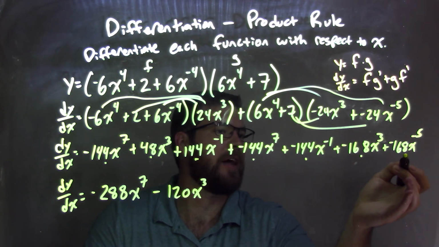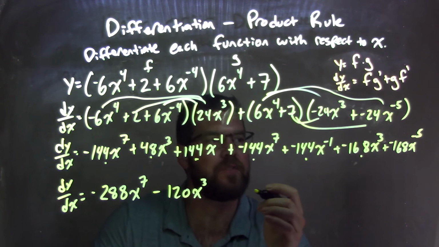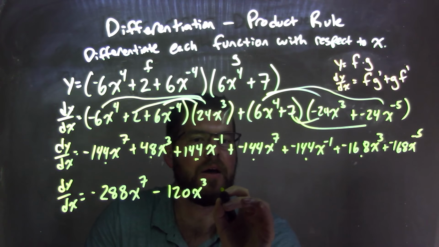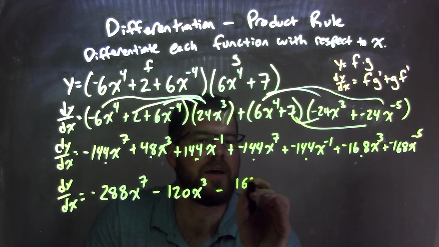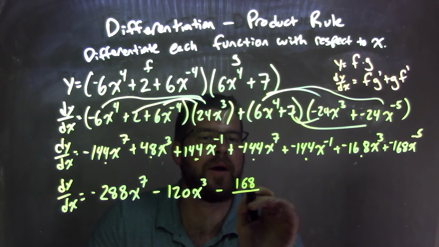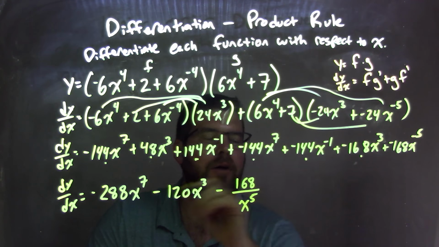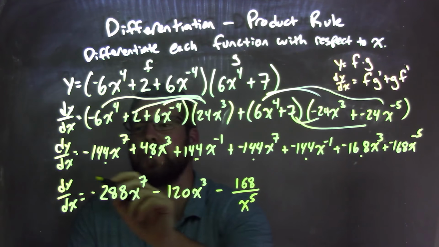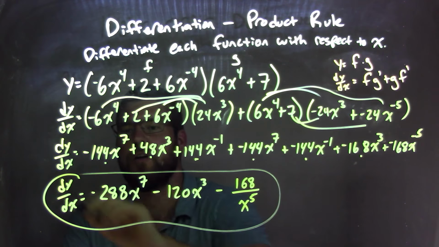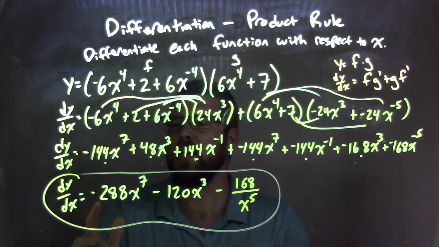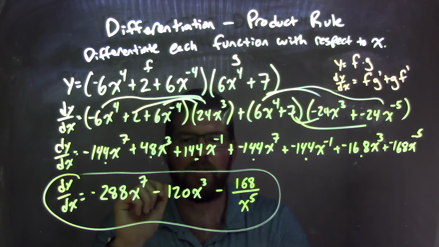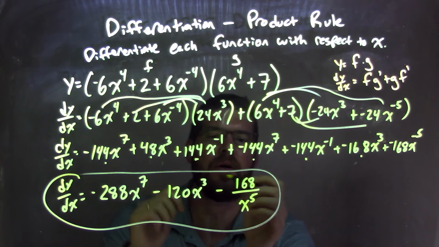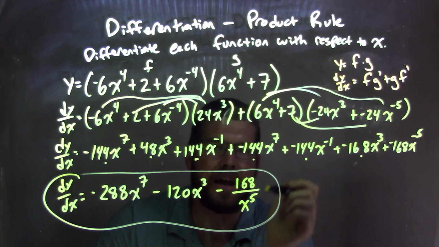And lastly, I have this last part here, the negative 168x to the negative 5th power. So I have a negative 168, and instead of x to the negative 5th power, I'll write it over x to the positive 5th power. Let's make a positive exponent for our final answer. And there we have it. Our final answer, which is dy dx, is equal to negative 288x to the 7th power minus 120x to the 3rd minus 168 over x to the 5th.